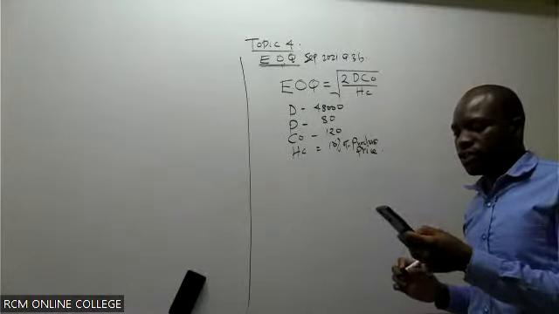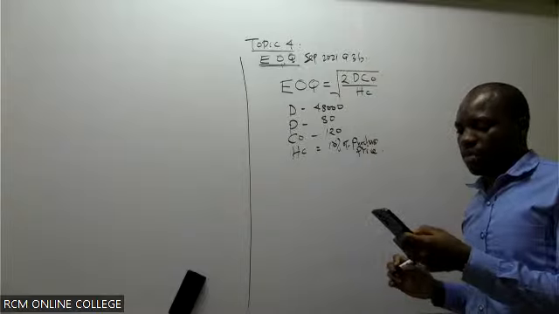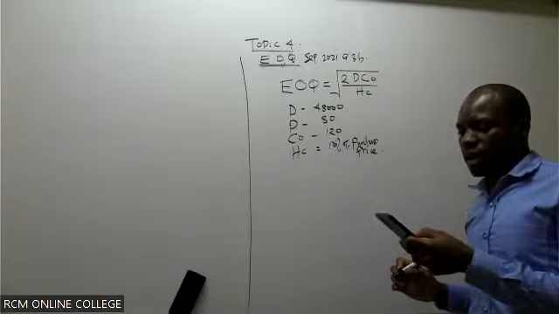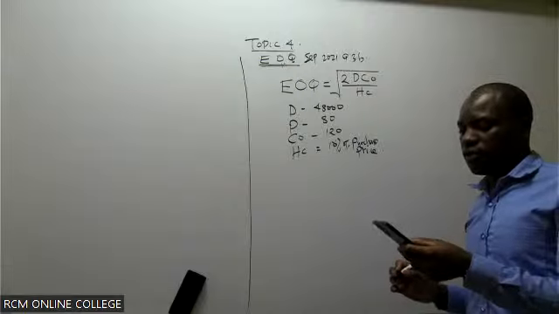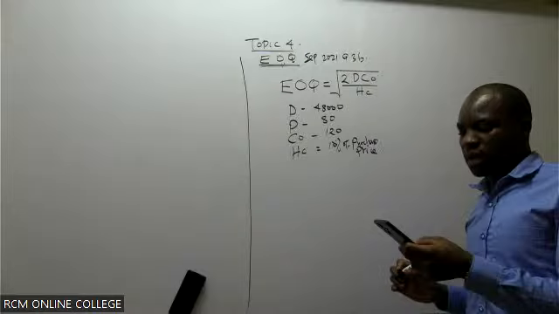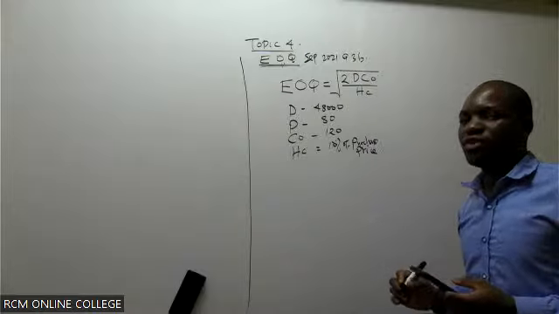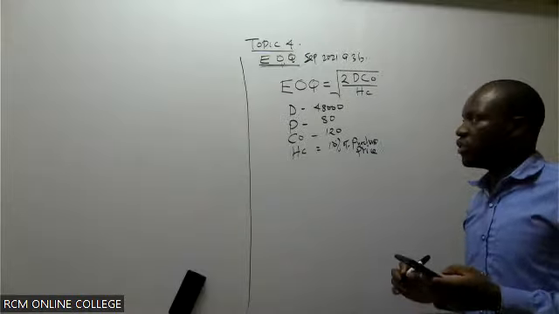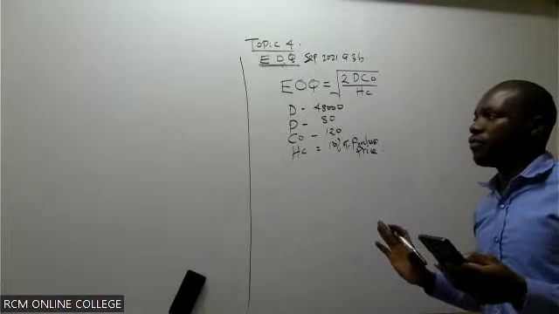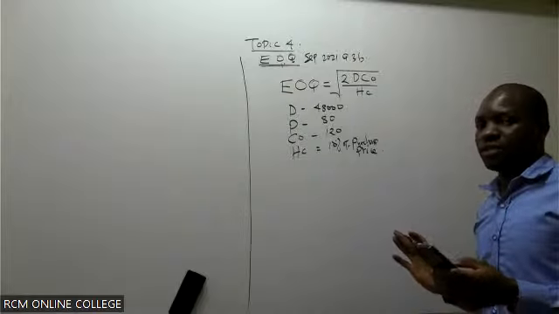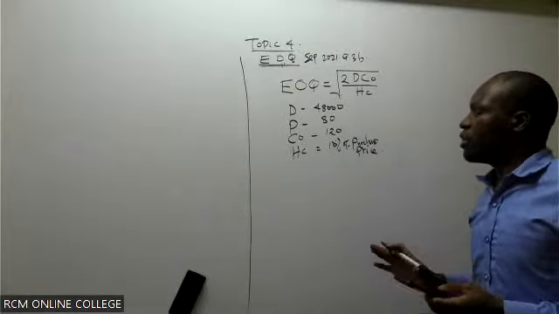So what do they want us to do? The supplier of raw material Y has offered a discount of 1% of the purchase price if each order placed is for 2,000 units. If each order placed is for 2,000 units, then they're going to get a discount of 1% on the purchase price. So what do we need to do?